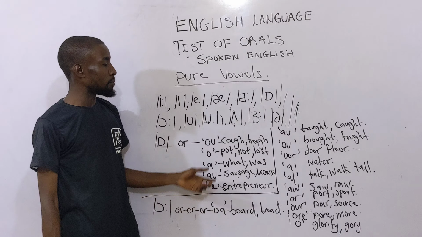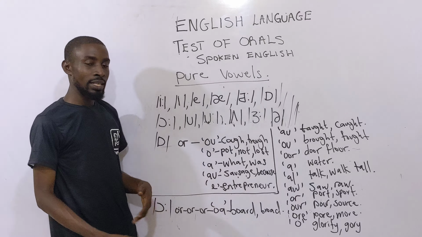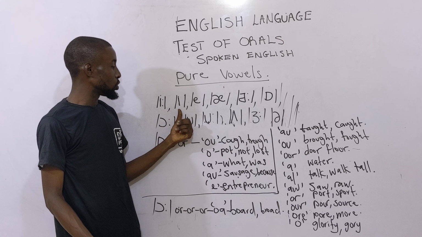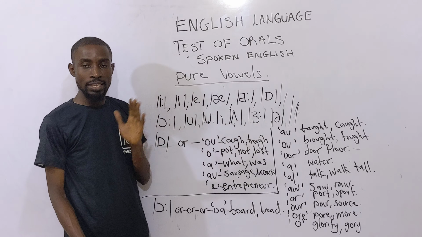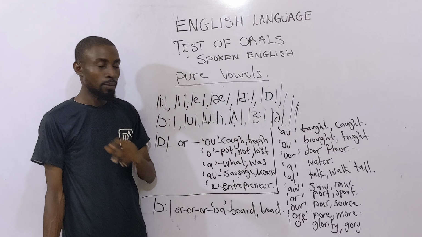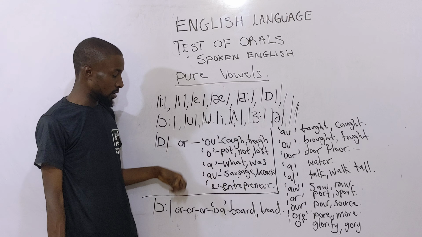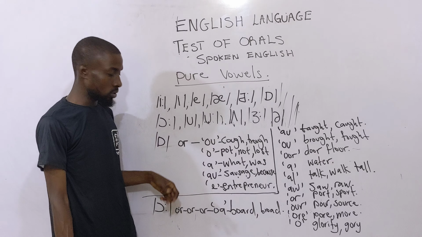All right, this time around we are looking at vowel number 6 and 7. Last time we treated 1, 2, 3, 4, 5. Then this is 6 and this is 7. Vowel number 6 is short O, and 7 is long O, respectively. Find this on the board.